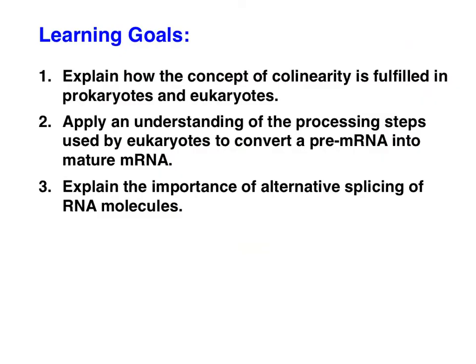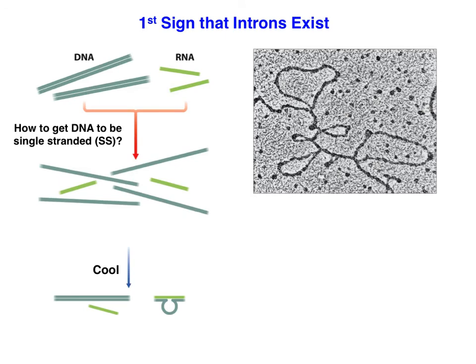Our learning goals today for this set of slides is going to include talking about collinearity, which is true in prokaryotes and less true in eukaryotes. We're going to talk about the processing steps of RNA, and we're going to talk finally about alternative splicing. Let's start by thinking about collinearity.